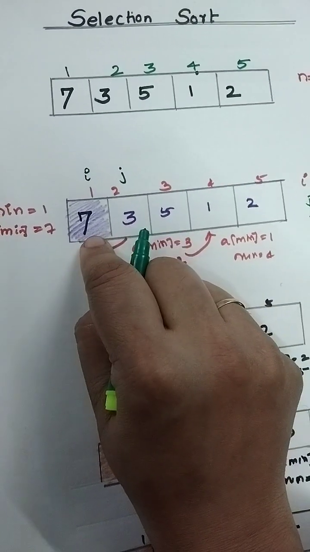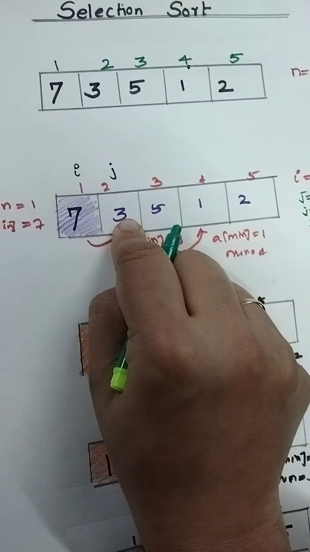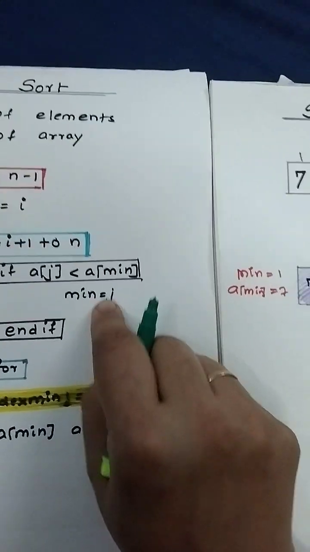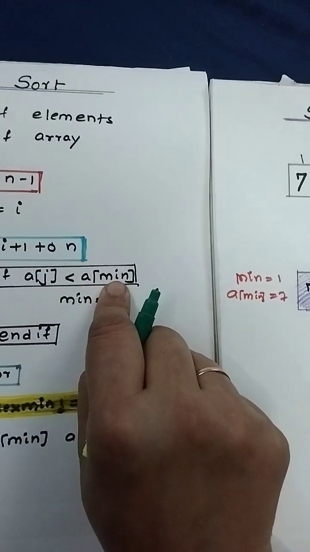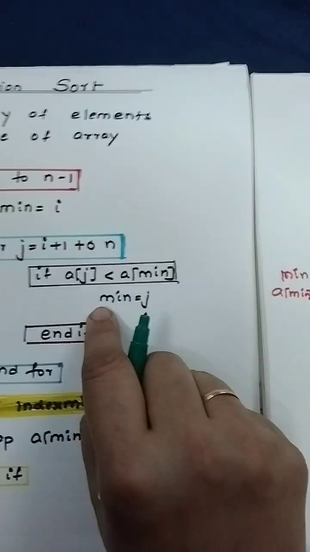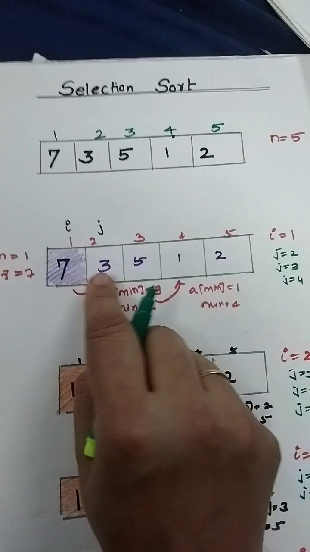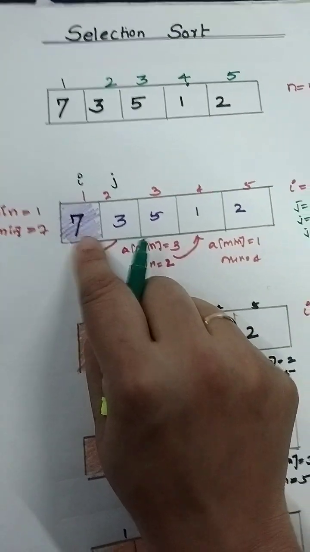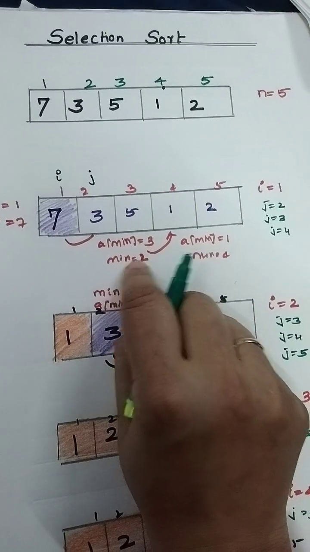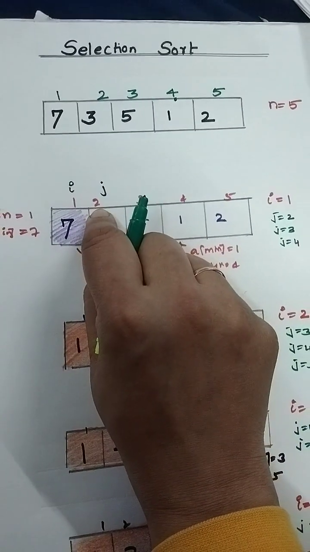That is 3 with 7. Is 3 less than 7? Yes, then a of minimum becomes 3 and the minimum position becomes j. Then you are comparing a of j with the minimum element, and once you find that the a of j element is a minimum, you are changing minimum to j. So you can see here, 3 is less than 7, that is a of j is less than a of minimum, then you change the minimum position as 2. See, this position you change as 2.